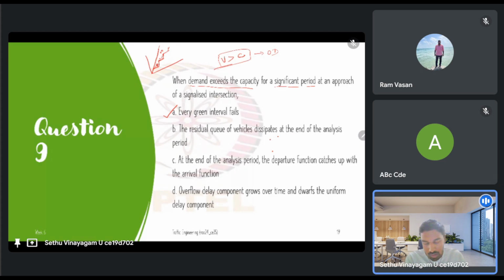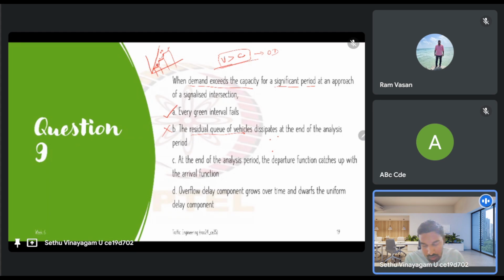The departure curve is not going back and touching the arrival curve, right? So that's what we mean by failure. That happens in all the cycles, right? So in every cycle, we see that this pattern is repeating. So A is correct. B says the residual queue of vehicles dissipates at the end of the analysis period. No, because in our analysis period, V is always greater than C. So residual queue dissipating means the departure curve going back and touching the arrival curve.